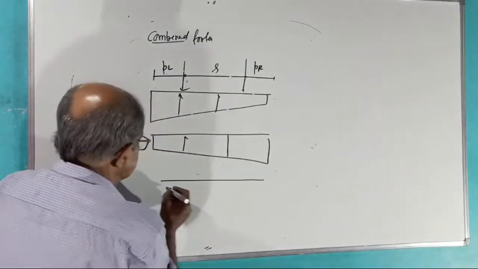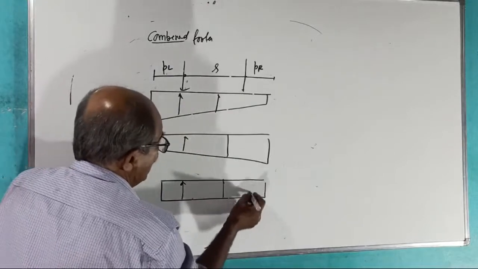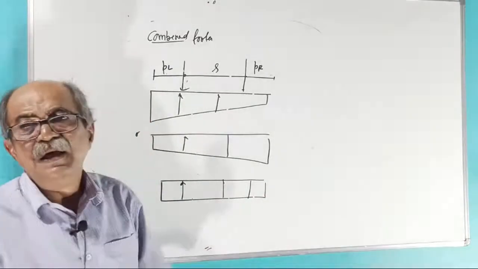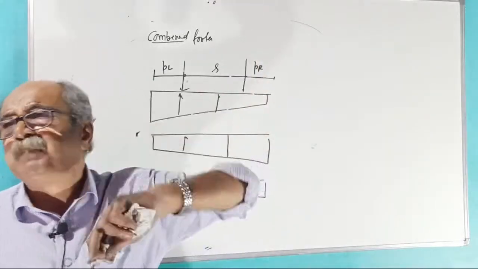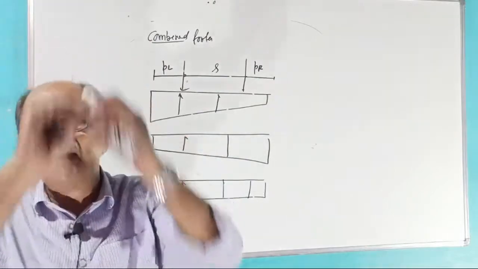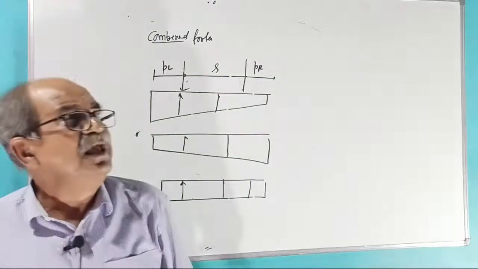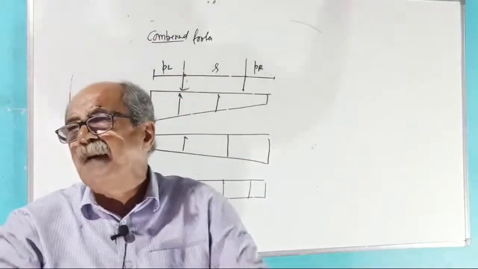Rarest of rare case, it will be what? Tell me. Then there is no question of eccentricity. The resultant column load will pass through the CG of the footing. Rare case, it never happened so far. Practically, when you go for different load combinations, it is impossible to happen.